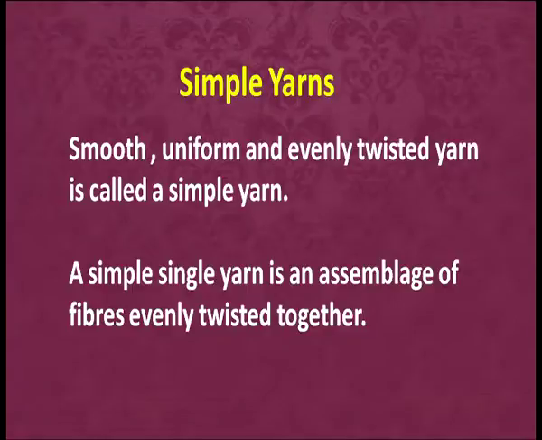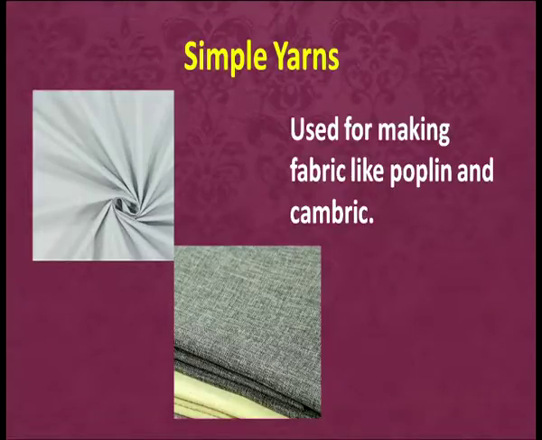So ma'am, the basic properties of the simple yarn are the same as you have just discussed: they are smooth, they are uniform, they are evenly twisted throughout their length. It's basically fibers which are assembled together and the right amount of twist is given to them. The result is fabrics like poplin and cambric, which are very smooth to touch. They are very fine fabrics. So the finer the yarn is, the finer the final fabric that is obtained from these yarns.